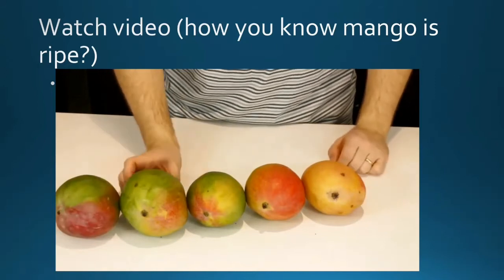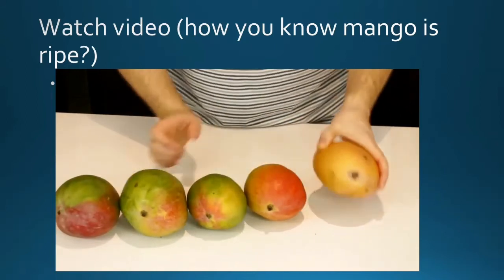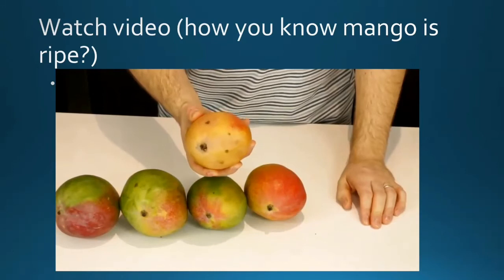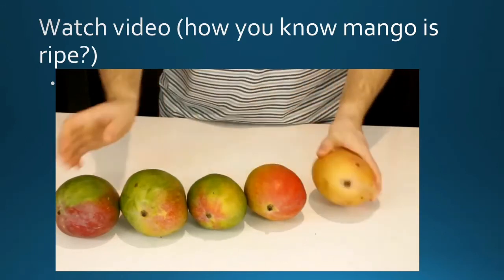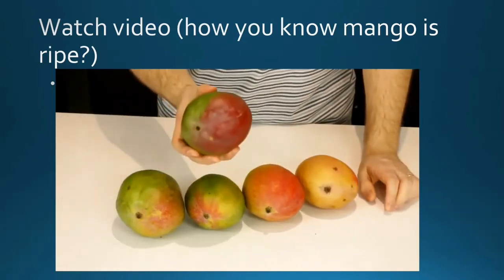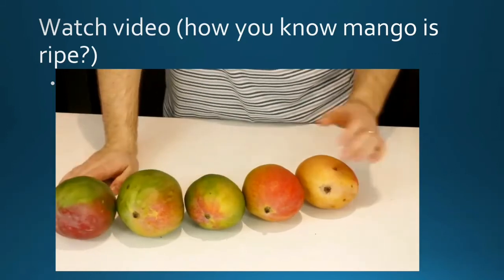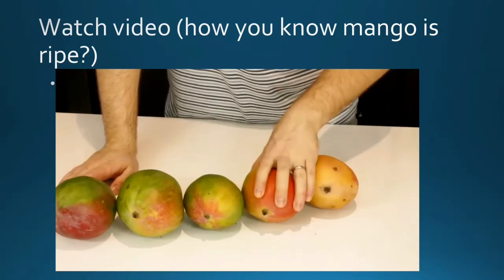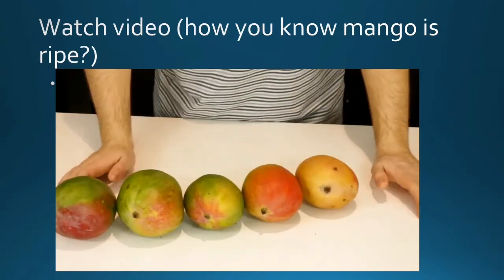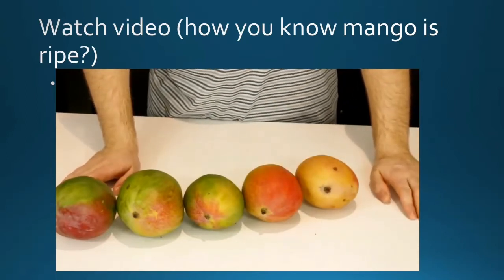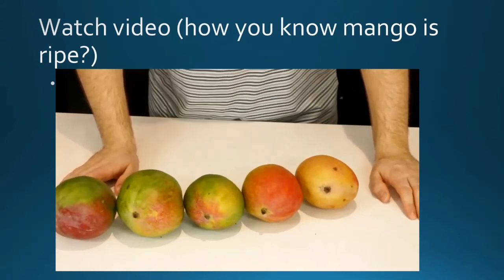The third thing you want to do is smell it. If you pick up this one and you smell it, it smells like a mango. If you pick up this one, smell it, it smells like nothing. So if you're looking at a mango, and you smell it and you can smell it as a mango, then chances are it's pretty ripe, it's ready to eat. So that's the third one.